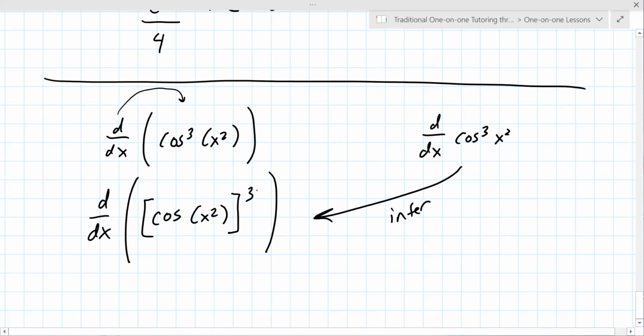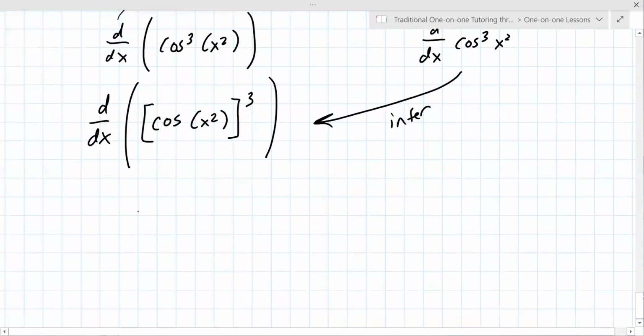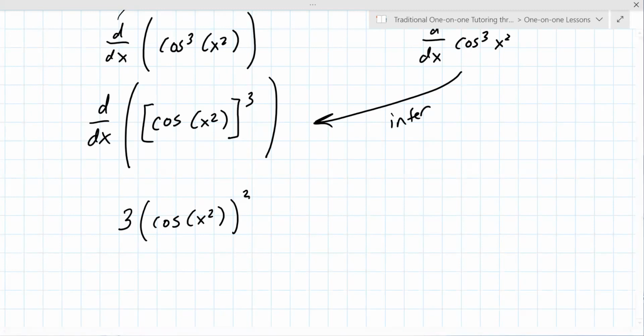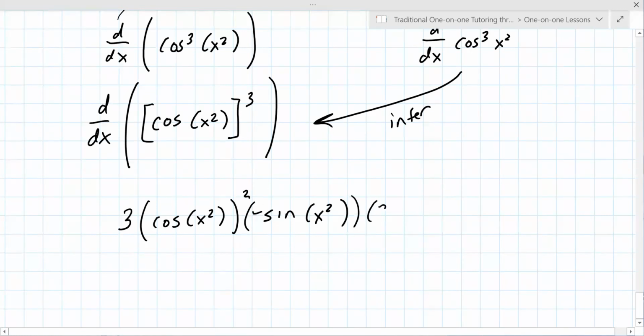Okay. But the derivative here, it's a chain rule. You have to do the power rule first. So it's 3 cosine squared x squared, and then the chain rule part. So sine x. Is it sine or minus sine? Minus sine x squared, and then times 2x.